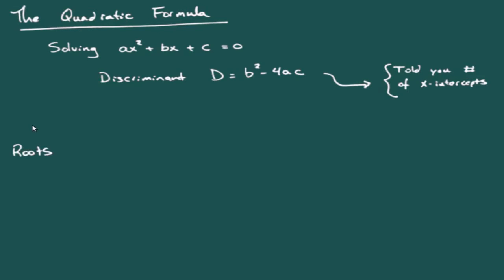The roots of the quadratic formula, so the actual solutions, are given by two separate equations. One equation is x is equal to negative b plus the square root of D over 2a. The other equation is x is equal to negative b minus the square root of D over 2a.